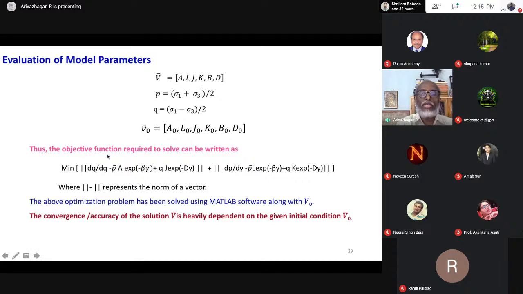Thus, the objective function required to solve can be written like this. The above optimization problem can be solved using MATLAB software along with the V0 bar. The convergence or accuracy of the solution V bar is heavily dependent on the given initial condition V0. So from this software, I can determine the values of the 6 parameters.